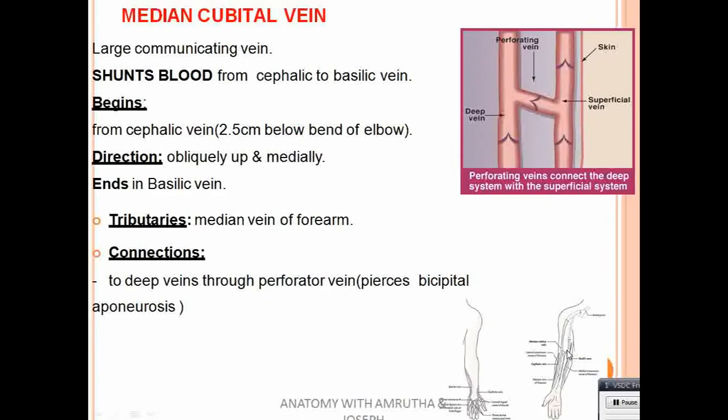Its tributary is the median vein of the forearm, which is seen in the center of the forearm. And its connections are to the deep veins through perforators which pierce the bicipital aponeurosis. Perforators are connecting the superficial and deep veins. Here the superficial vein is the median cubital vein, and it has a perforator which pierces the bicipital aponeurosis, an extension from the biceps brachii muscle, and connects to the deep veins.